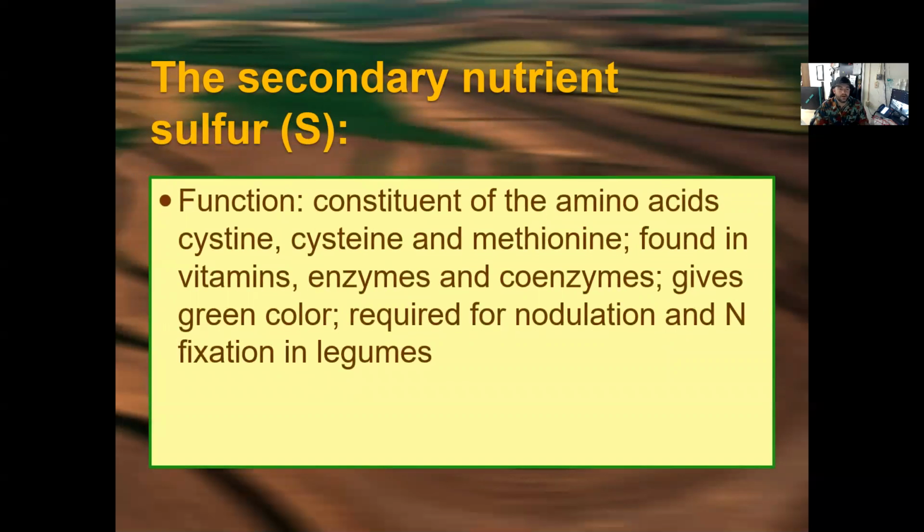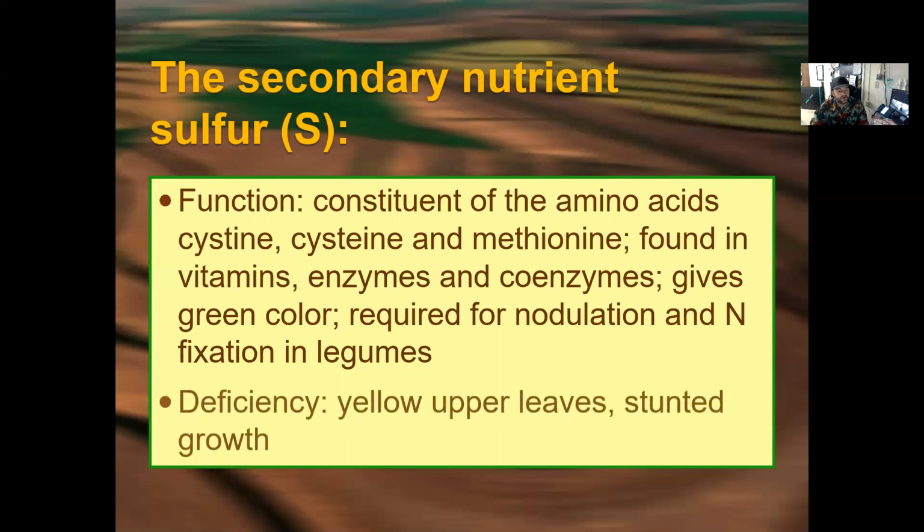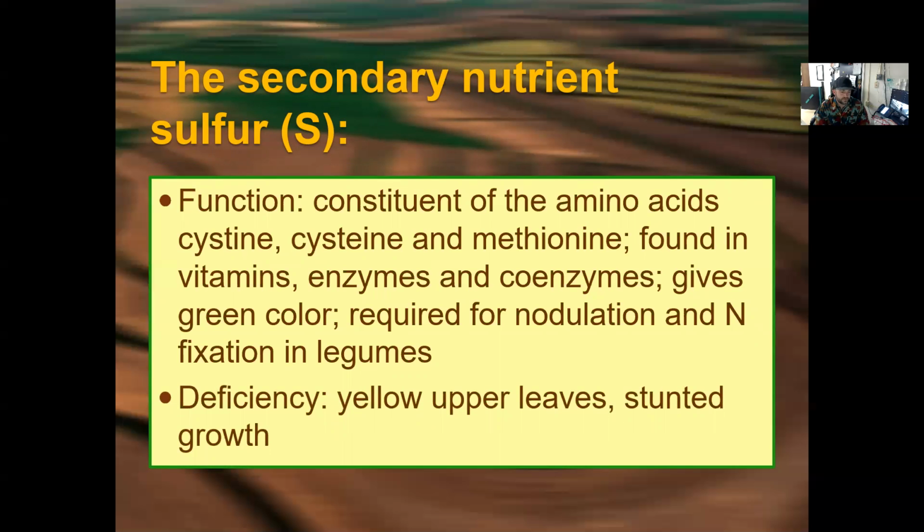Sulfur: a constituent of the amino acids cystine, cysteine, and methionine, found in vitamins, enzymes, and coenzymes, gives green color, and is required for nodulation and nitrogen fixation in legumes. Its deficiency here is going to be yellow upper leaves, so it may have stunted growth.